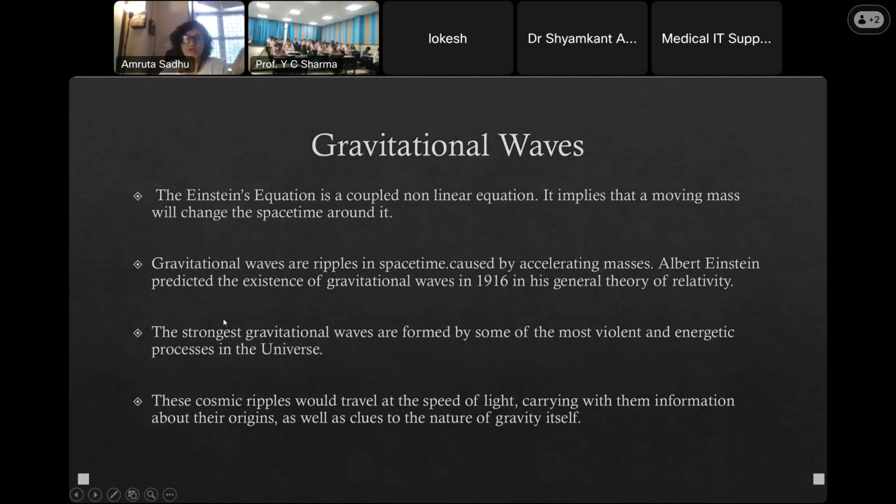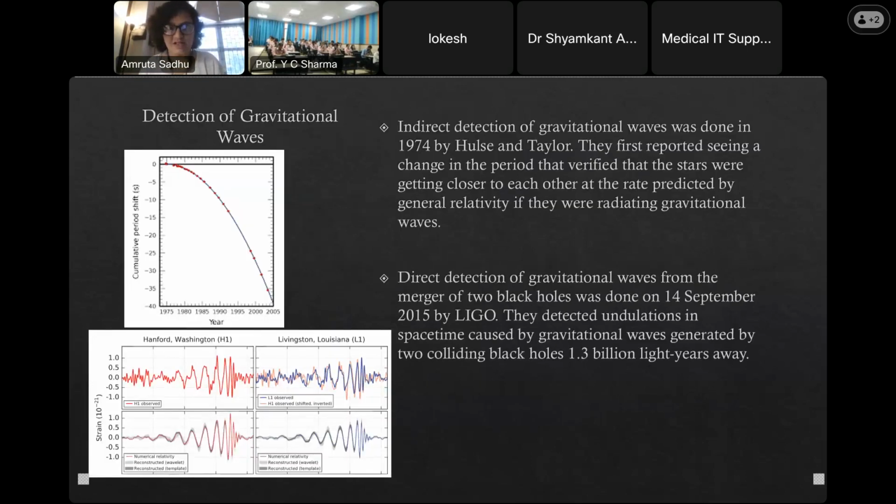The strongest gravitational waves are formed by the most violent events, which is the colliding of two black holes. These cosmic ripples travel at the speed of light, carrying with them information about where they came from, how they were generated, and the nature of gravity itself.